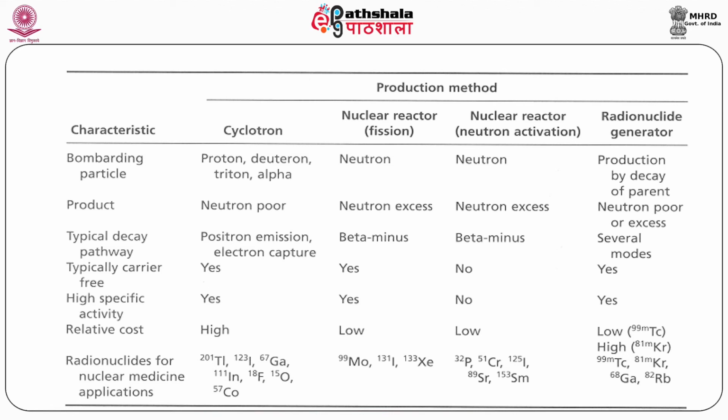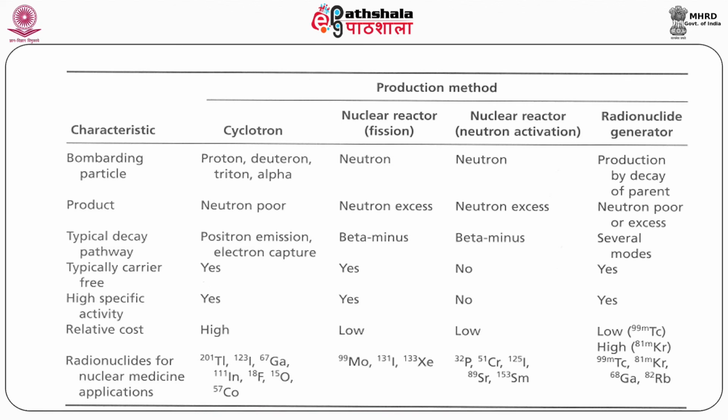The product, if you see, in cyclotron is neutron poor. In case of nuclear reactor, neutron excess is there. In activation, again, because you are activating the target with neutron. And in case of generator, it is neutron excess too, because neutron is not at all there. The typical decay process is positron emission. Those produced from cyclotron are positron emitters, and what comes out from reactors is beta minus, or electron. In case of nuclear reactor or activation, in both ways beta decay takes place. But in radionuclide generator, there are different kinds of transition.